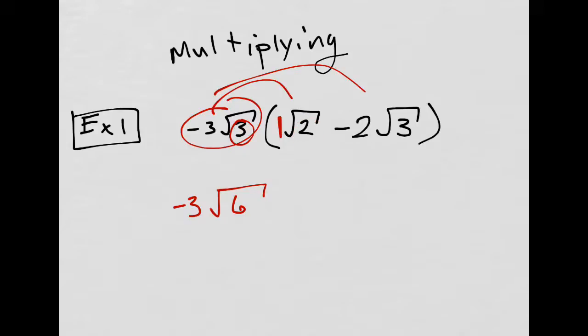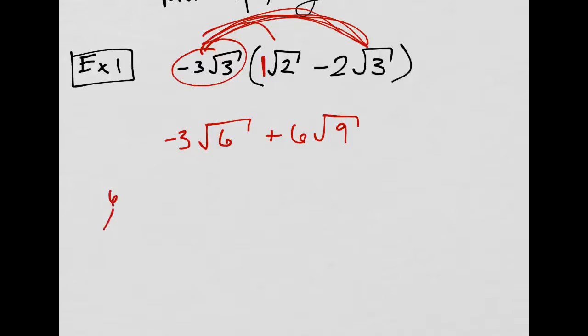Amazing. And then negative 3, so now I'm distributing to the second part. That's this one. Negative 3 times negative 2. That's positive 6. And 3 times 3 is 9. Square root of 9 then. And then I'll try and simplify as much as I can. I already know that I can't break down 6 into anything fancy, so that's just done.